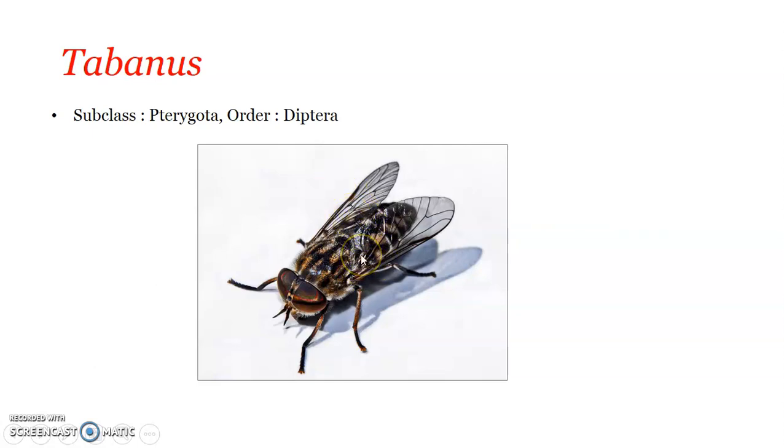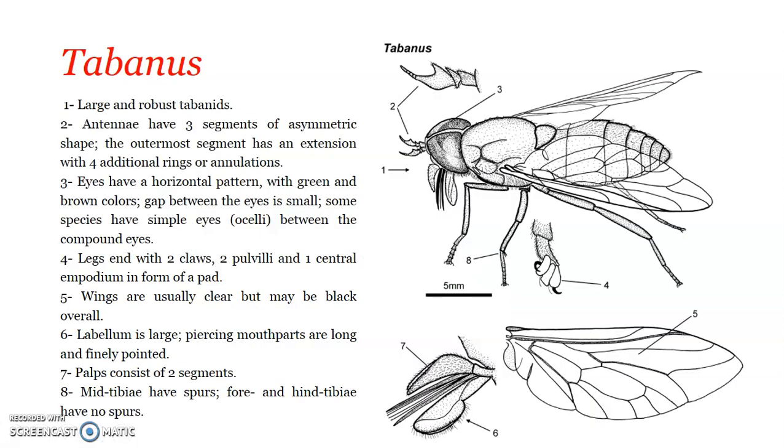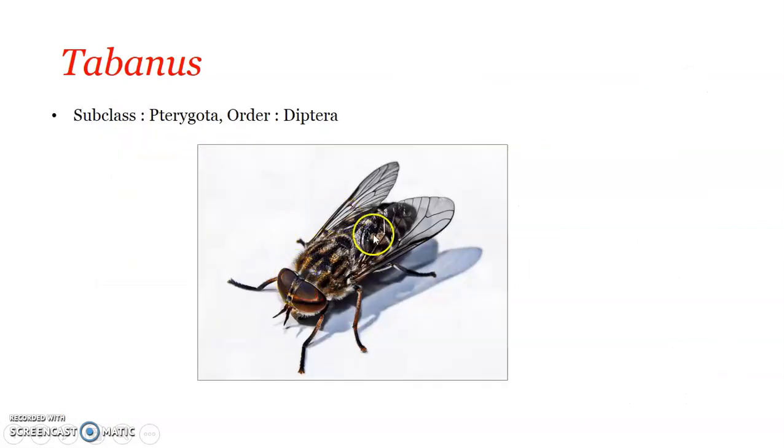One pair is actually reduced to form a very small stub-like structure, and that structure is known as the halteres. I don't find it over here. It is not found here, so it is very much reduced. So only two wings, or a single pair of wings, are there. Again, these Tabanus are horse flies. They are known as horse flies, biting horse flies.